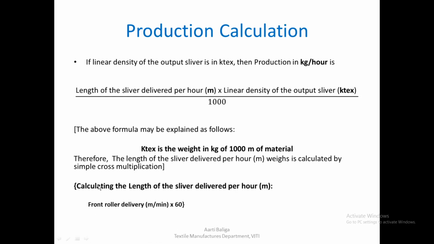So only one thing remains: kilotex would be given to you, and what about the length of sliver delivered per hour in meters, how to calculate this? This is nothing but simply the output of the front roller, or the final roller, coiler calendar roller, which would be in meters per minute, which you calculated in the earlier slide through the gearing. So that value will come here, multiply by 60 would give you meters per hour. Substitute here the kilotex value of the sliver, divide by 1000, and you will get kgs per hour.